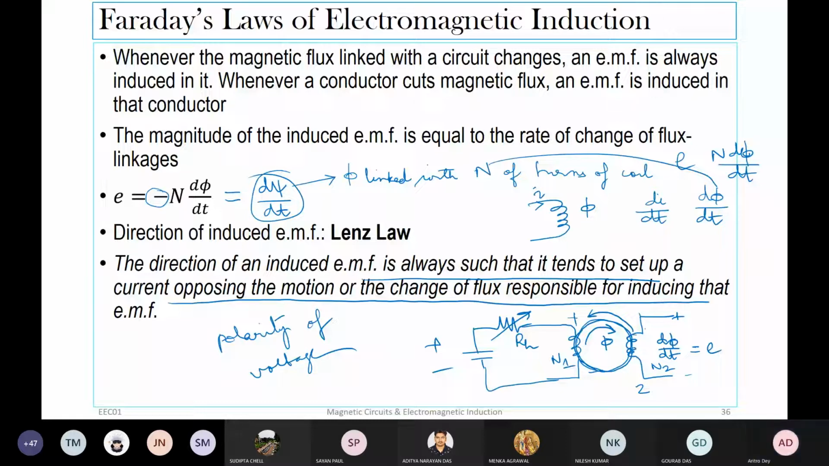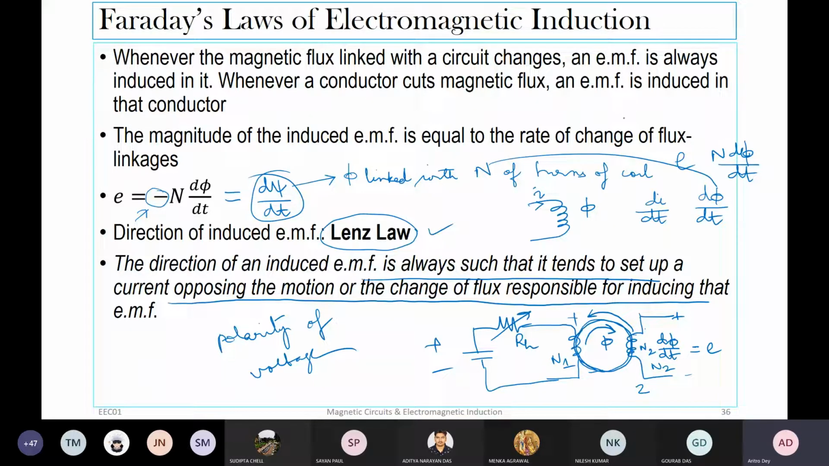Current will be produced through this coil, the coil number 2, and the emf induced in this coil will be d chi/dt, that is N2 into d(phi)/dt, if the number of coil turns is N2. Its polarity will be in such a way that it opposes the phi which is set up by coil 1. That is what gives you E equal to minus N d(phi)/dt. This is due to Lenz's law, which you have already learned.